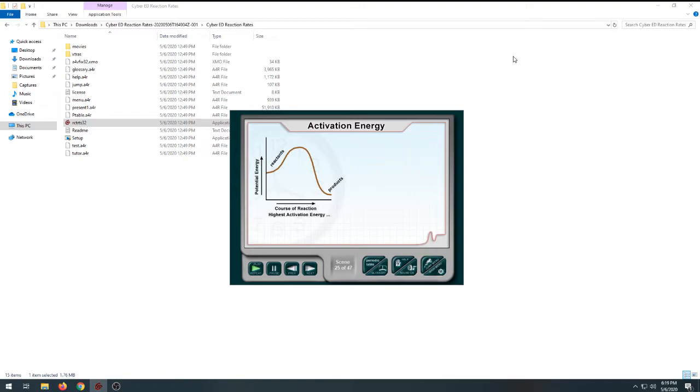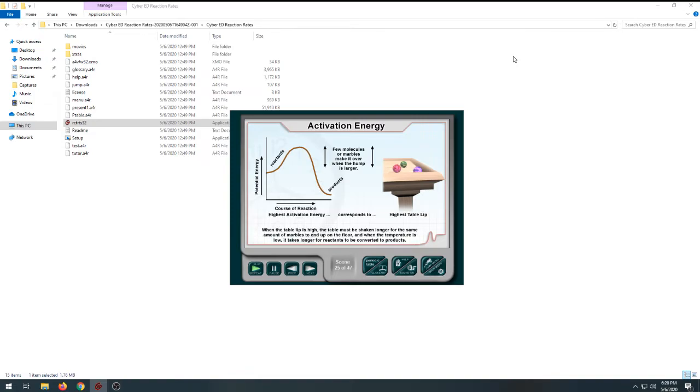If the activation energy is high, as it is when the lip around the table is high, only a few of the reactants have enough energy to get over the hump and react. Since only a few of the reactants have the energy to make it over the hump, corresponding to activation energy, in a given time, it is analogous to having a slower reaction rate. Just as you would have to gently shake the table for a long time to get all of the marbles to fall on the floor, it takes a long time for reactants to be converted to products at a low temperature.